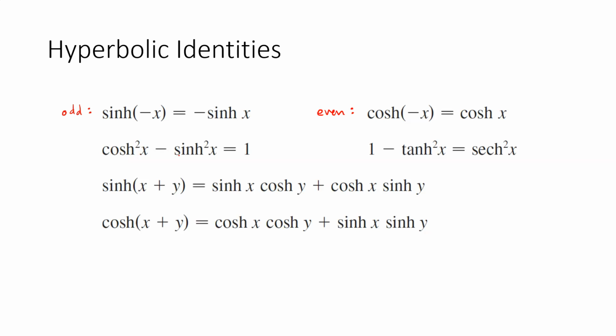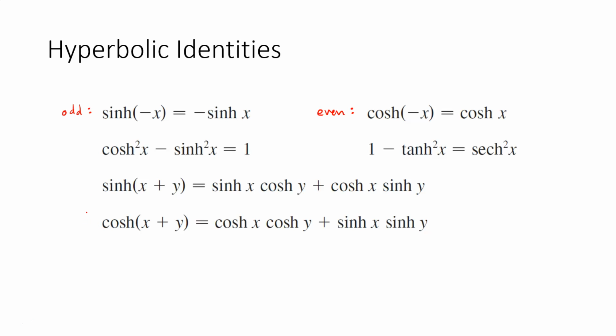We have something a little bit different than the Pythagorean theorem for sine and cosine. We know that sine squared plus cosine squared gives 1, but here it's going to be hyperbolic cosine squared minus hyperbolic sine squared. That'll equal 1. For tangent, we get something similar, where 1 minus hyperbolic tan squared equals hyperbolic secant squared. In this case, it's relating hyperbolic secant and hyperbolic tangent. And then we also have these sum and difference formulas.